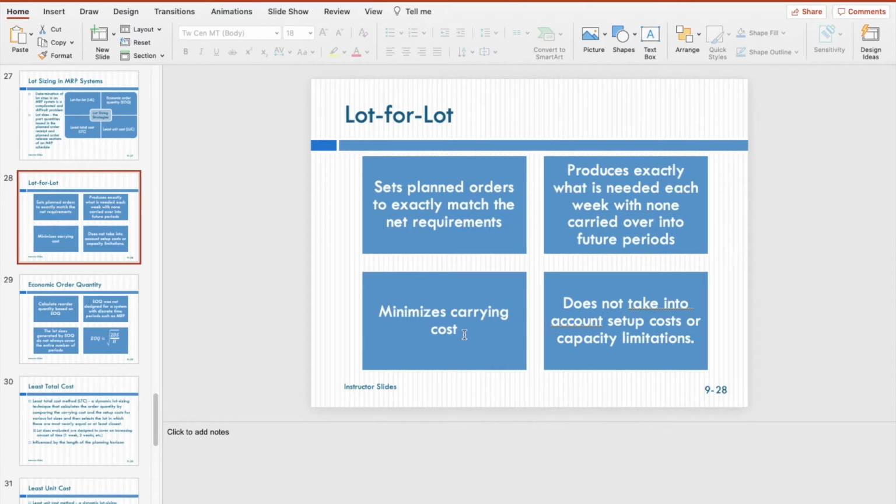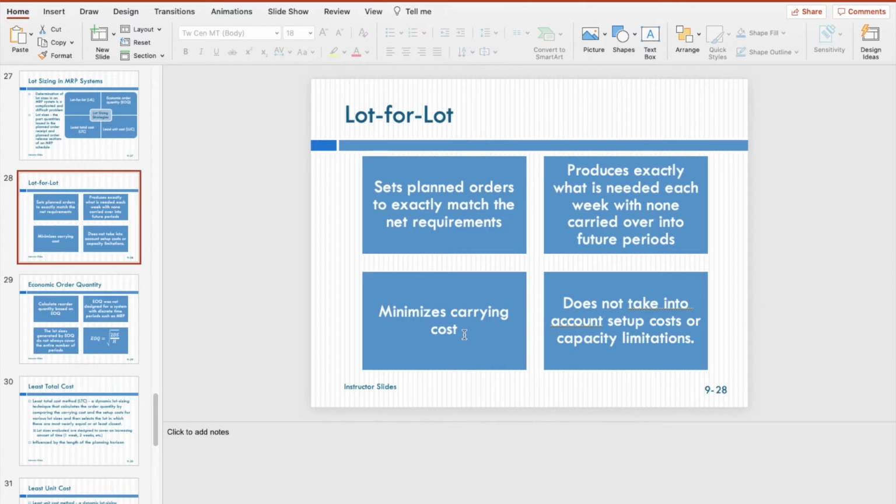Now get back to the lot-for-lot technique. This lot sizing technique corresponds to which extreme situation? Basically, this corresponds to the second situation that I'm talking about, right? Your inventory holding cost itself is basically zero, it is minimized.